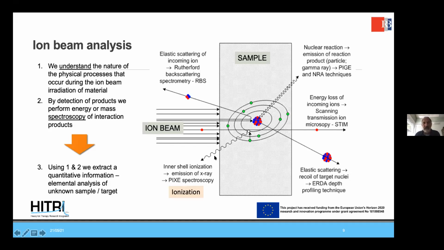let's say, ionization, for instance. The beam will eject an electron out of the shell, and the subsequent de-excitation will follow with X-ray emission. Also, a similar thing happens with scattering, which can be either at a front or a back angle, or nuclear reactions that are also possible.